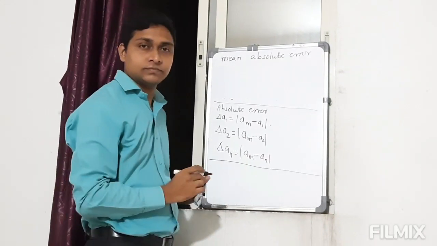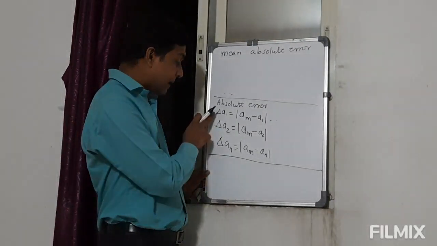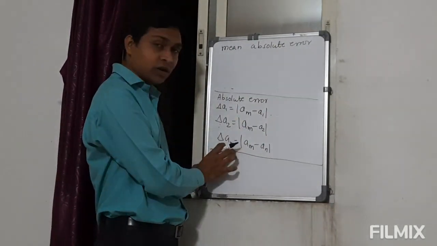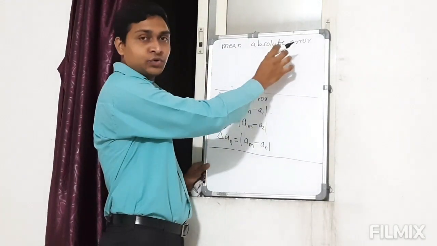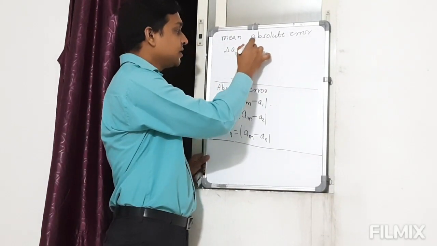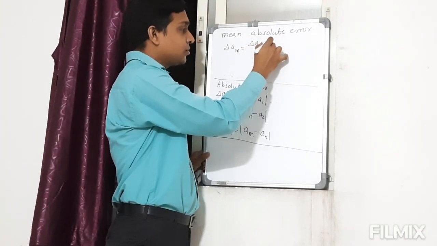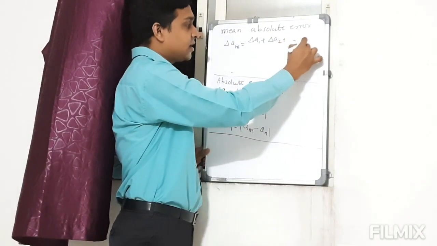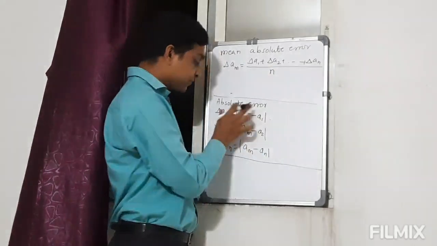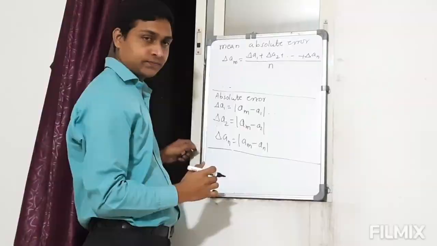Third thing we have to find is the mean absolute error. Take the absolute error in each individual reading, and if you take the average of all of these, that will be your mean absolute error. We can denote this as delta AM, the mean absolute error, equal to delta A1 plus delta A2 so on up to delta AN by N. So the mean of all absolute errors is called the mean absolute error.